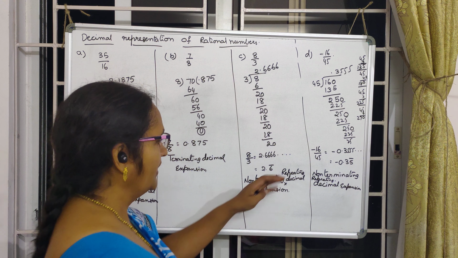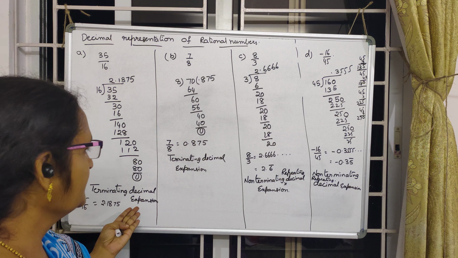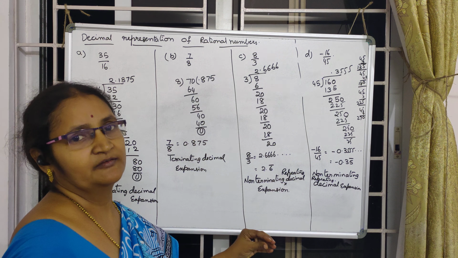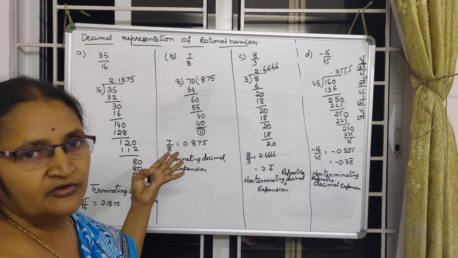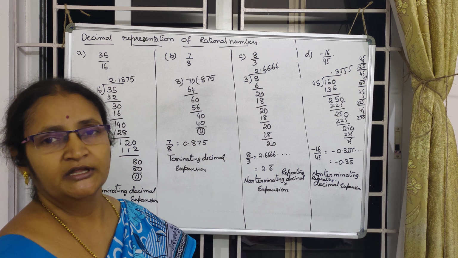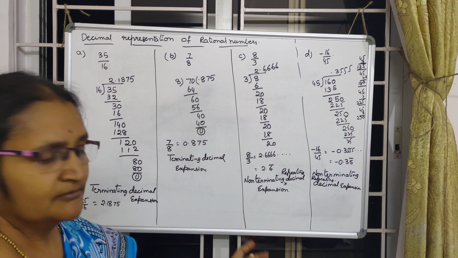That means by seeing this, rational numbers have terminating decimal expansion or non-terminating repeating decimal expansion. So rational numbers can also be defined as those decimals which are in the form of terminating or non-terminating and repeating decimals. Clear? Thank you.